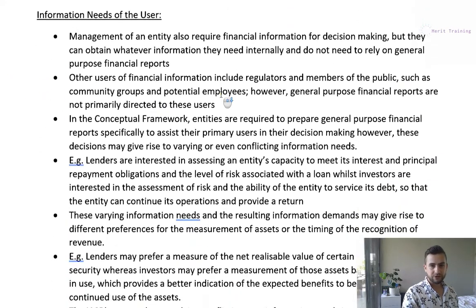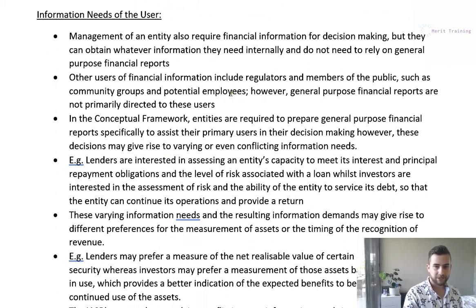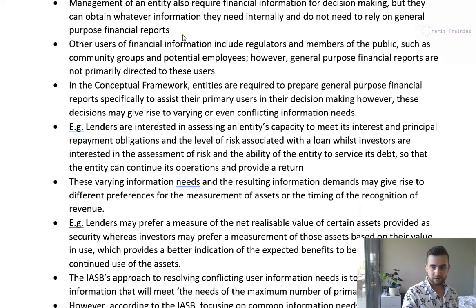So, information needs of the users. Management of an entity can also require financial information for decision making, but they can obtain whatever information they need internally and do not need to rely on general purpose financial statements. So it's generally more the external users of the report that rely on this information. Other users of financial information include regulators and members of the public, such as community groups and potential employees. However, general purpose financial reports are not primarily directed to these users.